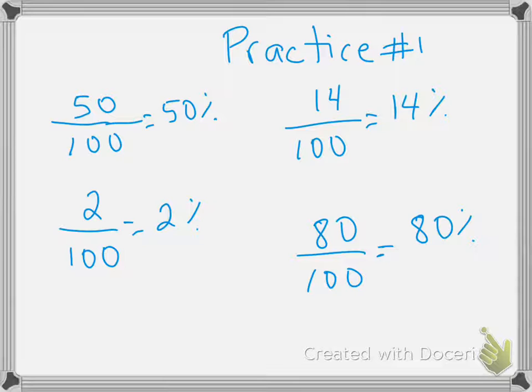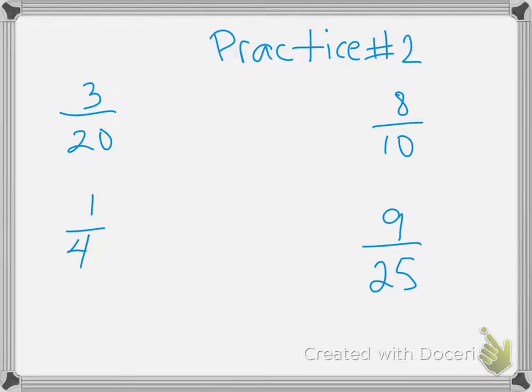Now, if you're going to write the decimal form, yeah, sure. You can always do it. Let me use a different color. This one would be 0.50, which is 50%. This one would be 0.02, 2/100, 0.14, 14/100, and 0.80, 80/100, right there. As simple as that. Okay.